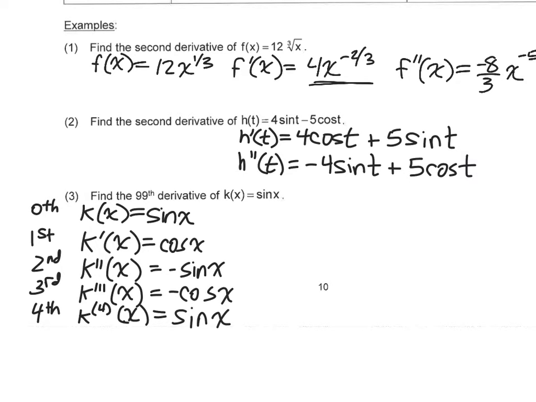All right, well, if everything's happening in 4-unit cycles, then I already know what my 100th derivative would be, because that's a multiple of 4. My 100th derivative would be what? Sine of x. So we just dial it back 1 from there. Negative cosine of x, exactly. Very good.